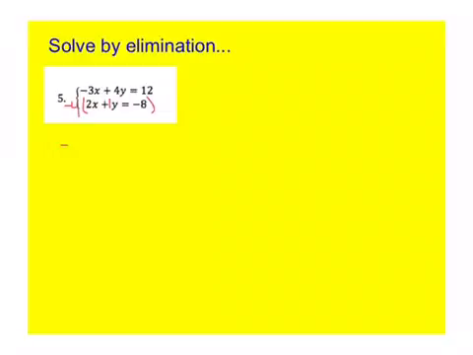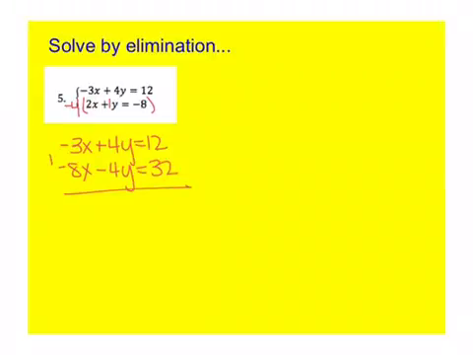So I'm still left with my top equation. I'm just going to rewrite it to give myself some room. And now my bottom equation is going to become a negative 8x minus 4y equals a positive 32. Now I can add these things straight down. So I get a negative 11x, my y's cancel, and I equal 44. So divide by negative 11. I get x equals negative 4.